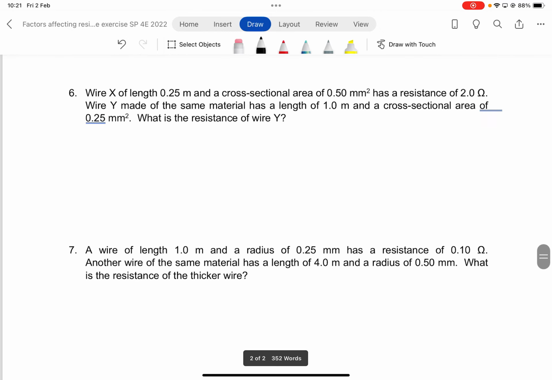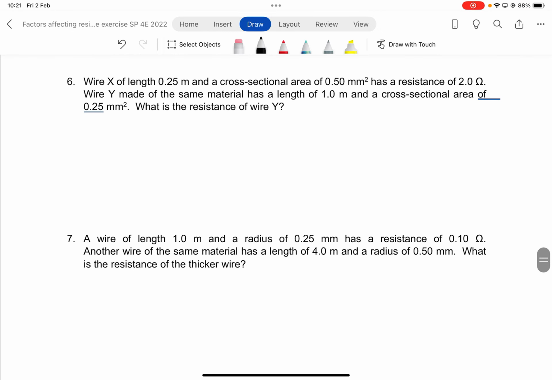Okay. All right, number 6. Okay, we have wire X is 0.25 meters, cross-section area 0.5, and resistance 2.0. Wire Y, same material, length is 1.0. That means that the length is how many times? 0.25 to 1 is how many times? 4 times.